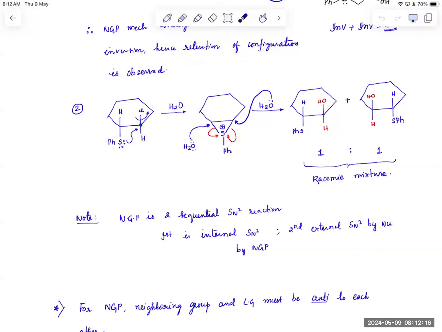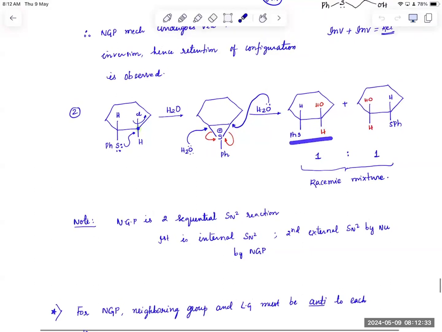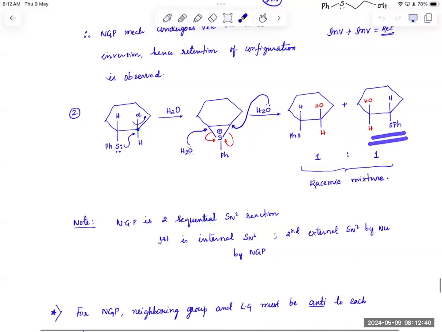Let us see one more example. Suppose chlorine is to be removed here, from the back side, sulfur can attack and this is the intermediate you will get. Now water can attack at this position or at this position, because both of them are equivalent positions. So I'll get one product like this, which is retention, and one product like this, which is on the other side of it.